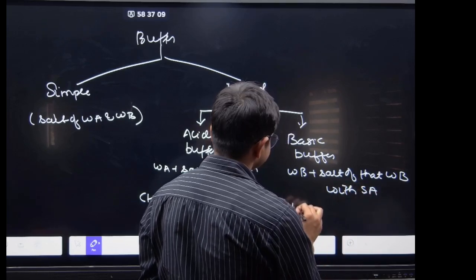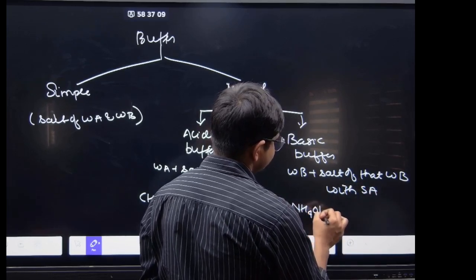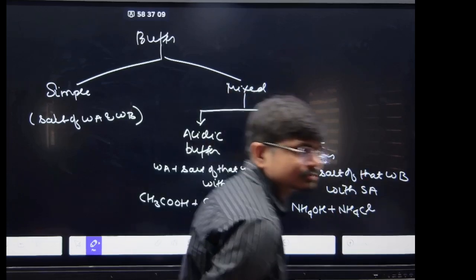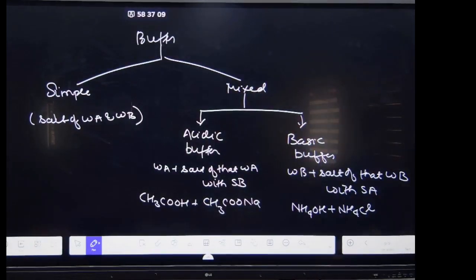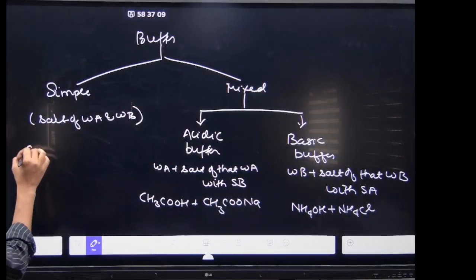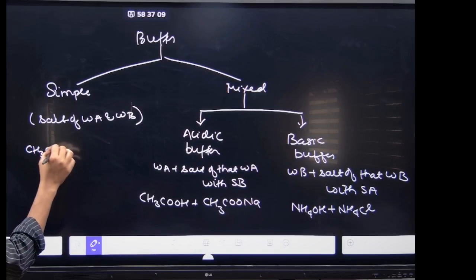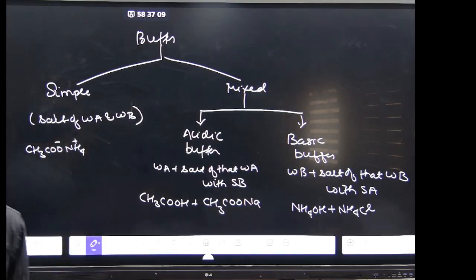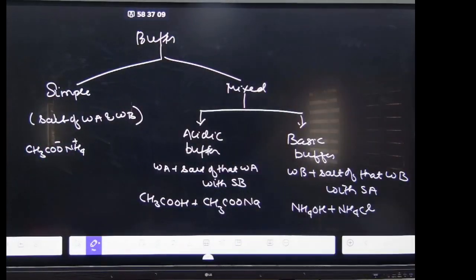For example, NH4OH plus NH4Cl. You will have NH4OH plus NH4Cl. Here you can see an example of the simple buffer: CH3COONH4. Got it?